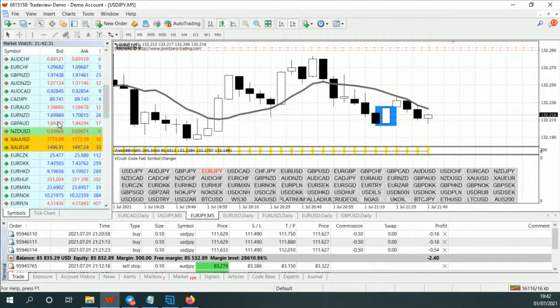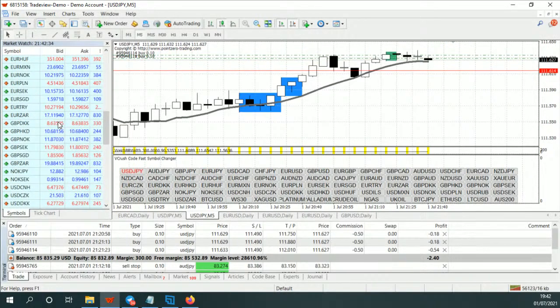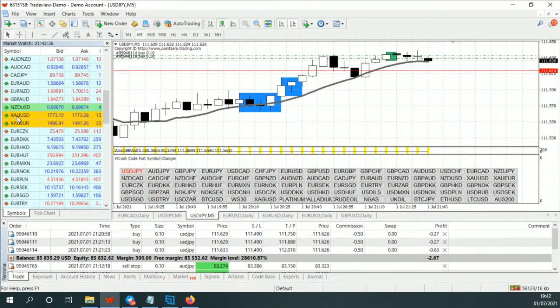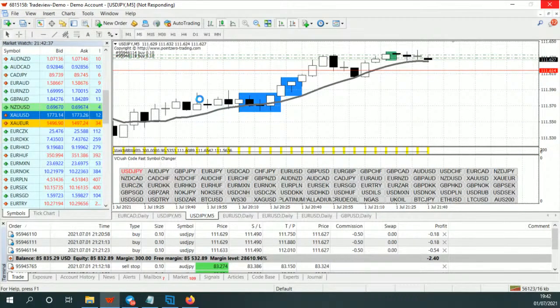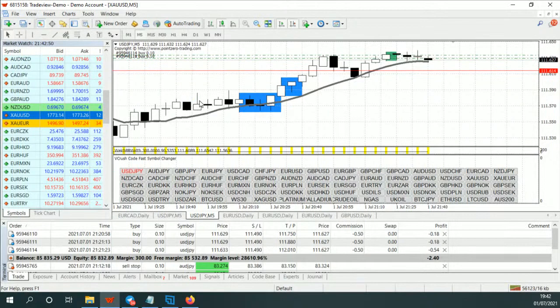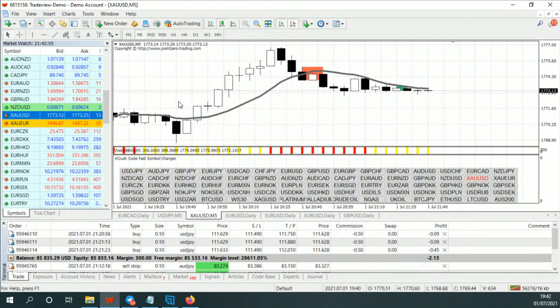Let's check the system against some other stuff. Let's say against gold, XAU USD. Let's see if it's going to load us gold and see whether we have any signal on gold. And after that, we might look at some. Is this gold? No, not gold yet. Okay, this is gold.